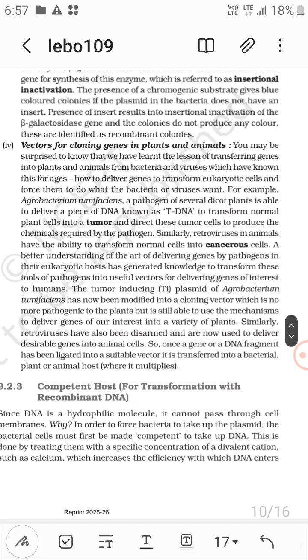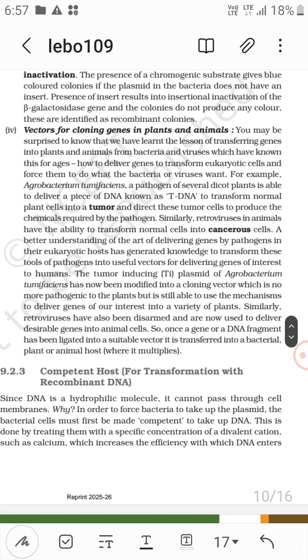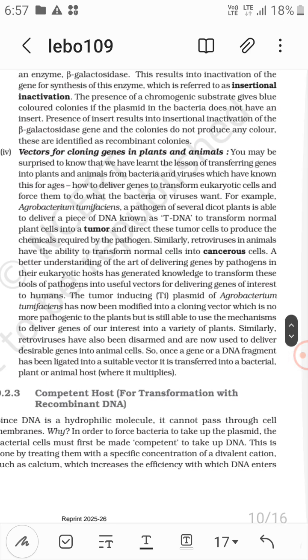Now the cloning vectors for cloning. We can put these vectors into bacteria, plants or animal hosts, the host where it multiplies. So, vectors for cloning genes in plants and animals. The cloning genes mean the genes that we want.